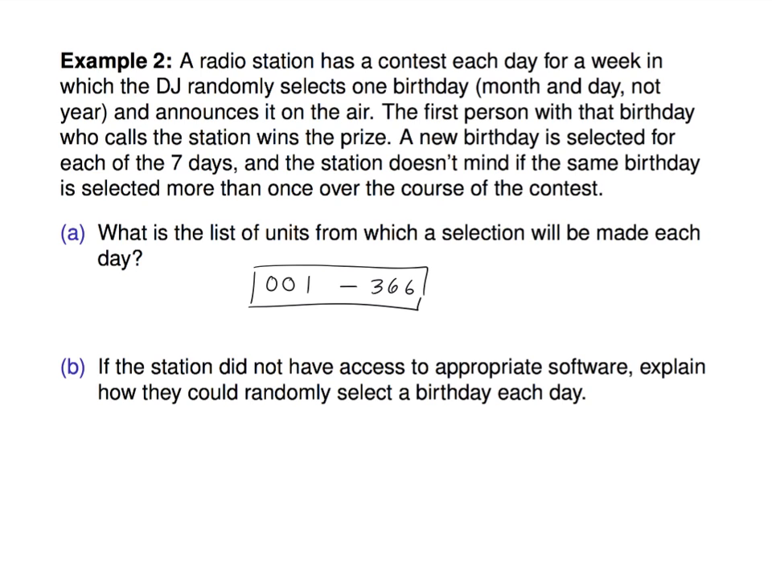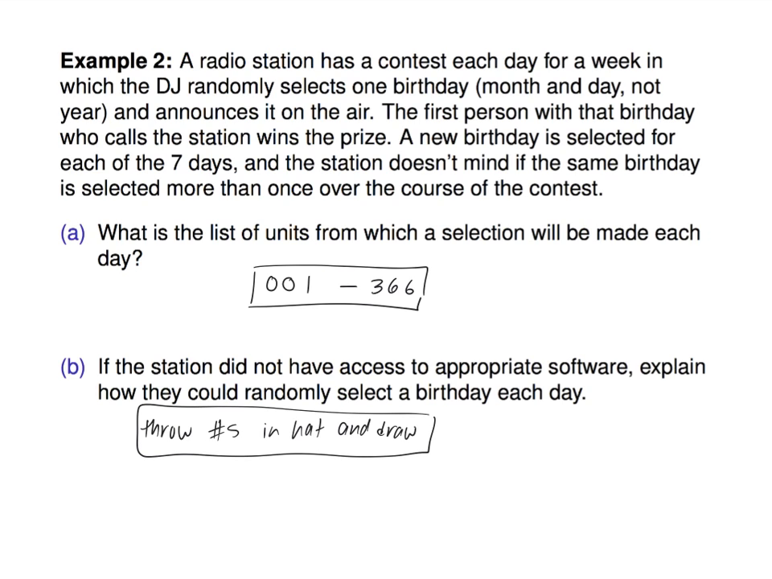So if the station did not have access to appropriate software, how could they randomly select a birthday each day? If they don't have a computer to generate it for them, they could throw a bunch of numbers in a hat and pull one out. Yeah, they could throw numbers in a hat and draw. It would also be wise, when you throw numbers in the hat, to mix them so that the way you cut them doesn't affect which one is on top, right?